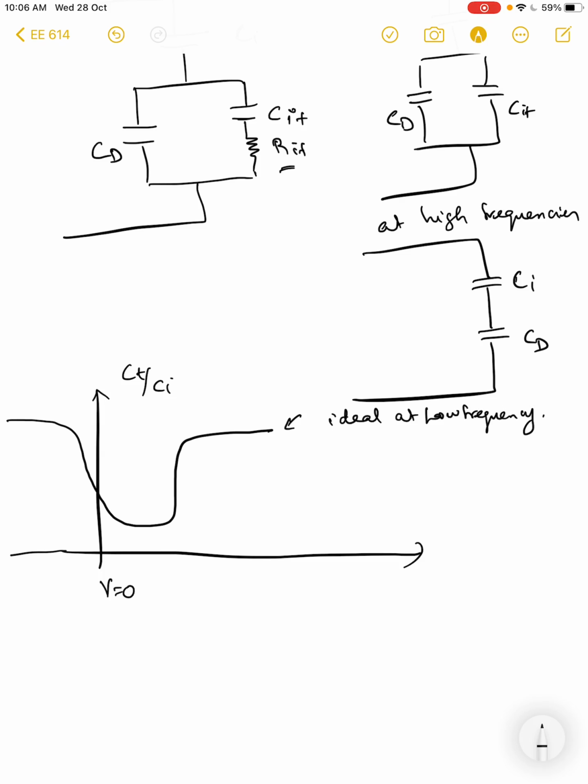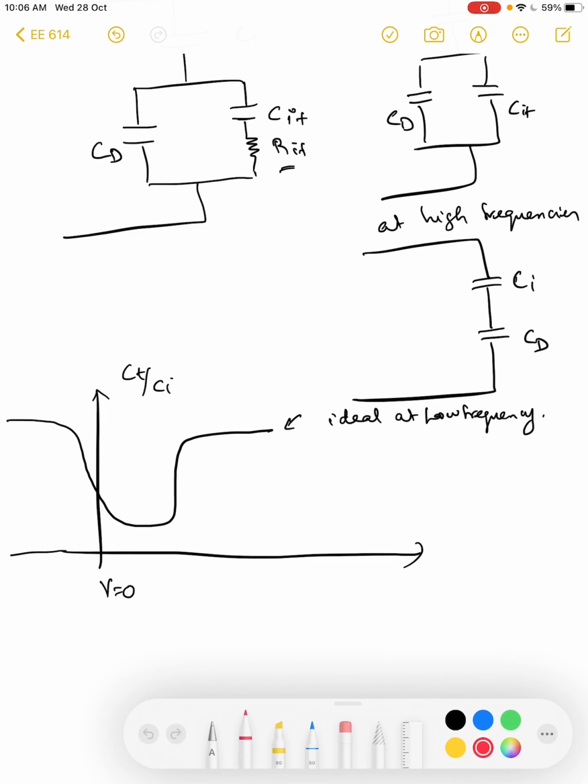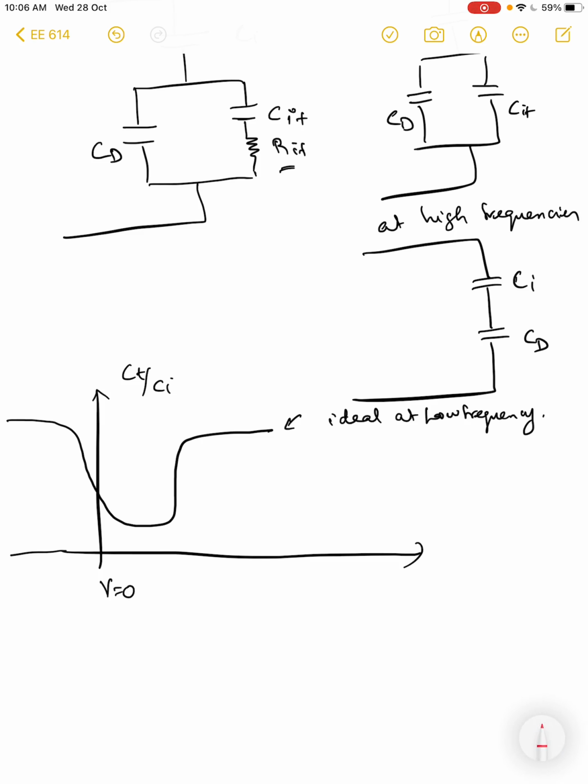Now if we have interface charge densities, we can see that the entire plot will be shifted at low frequencies. This is non-ideal at low frequency. Why?